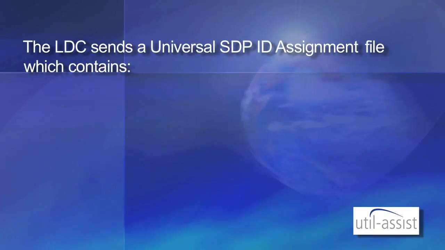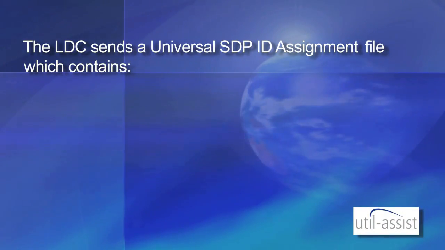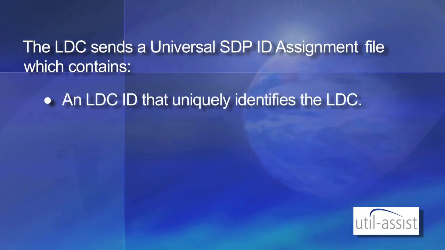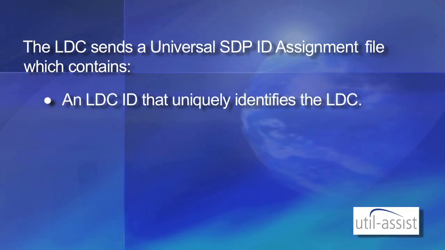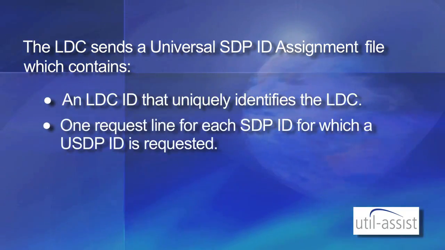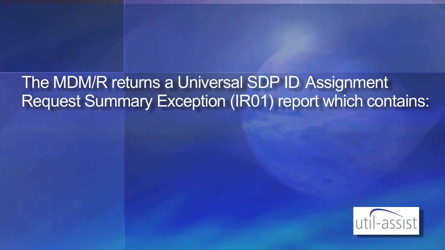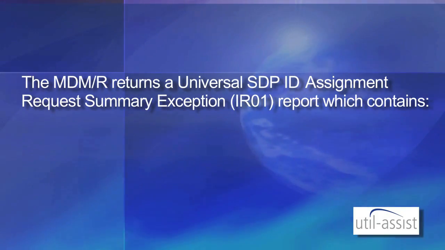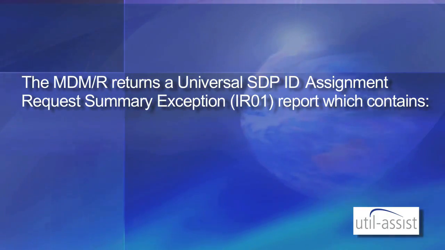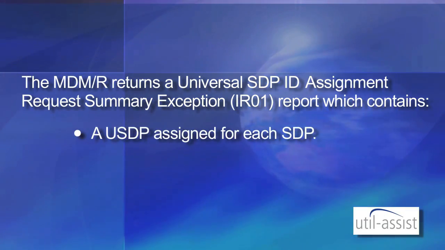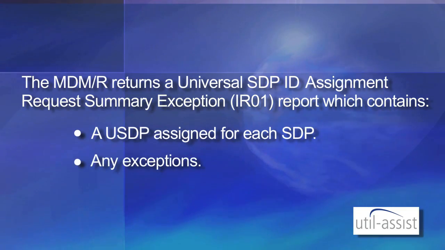The LDC sends a Universal SDP ID Assignment Request file, which contains an LDC ID that uniquely identifies the LDC, and one request line for each SDP ID for which a USDP ID is requested. The request file is processed upon receipt. It's scheduled to run every 15 minutes daily. The MDMR returns the Universal SDP ID Assignment Request Summary Exception, or IR01 report, which contains a USDP assigned for each SDP and any exceptions.